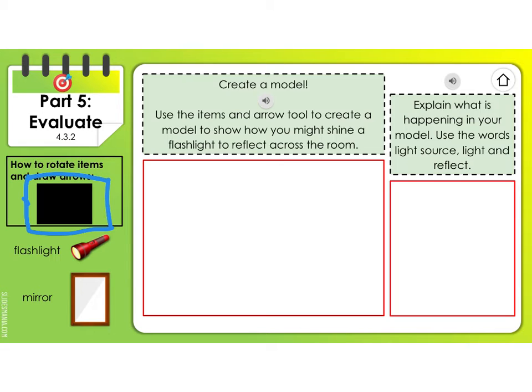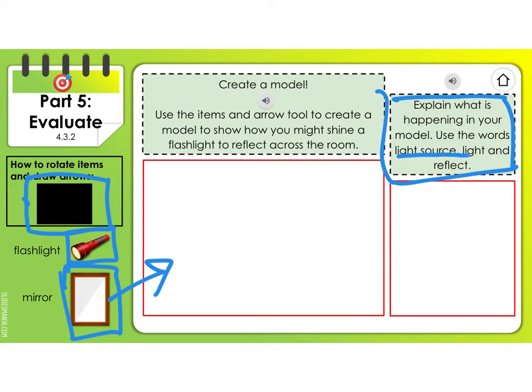You're going to be able to take your flashlight and move that, and you'll be able to move the mirror over to your page over here so that you can make your model. After you've made your model, the second part there is to explain what is happening. And this is really important. You need to use the words light source, light, and reflect in your explanation. Very important that you do that. That's the way you're going to earn a 4 on this assessment.